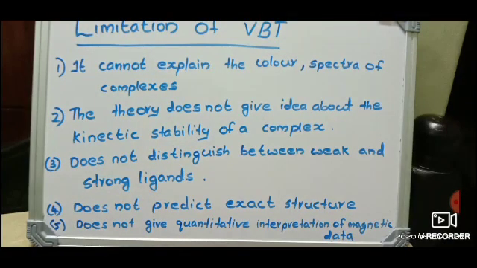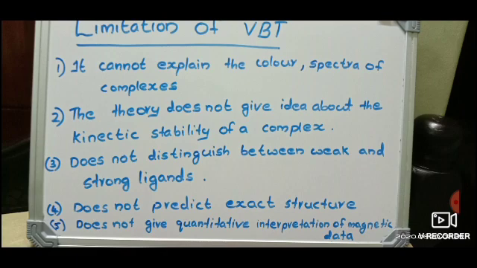Limitations of this valence bond theory. It cannot explain the color or spectra of complexes. It is not able to say why some complexes are colored. The theory doesn't give any idea about the kinetic stability of complexes. It does not distinguish between weak or strong ligands. That distinguishing is not done here, but in order to make our studies easier, we just talk about it during this discussion.